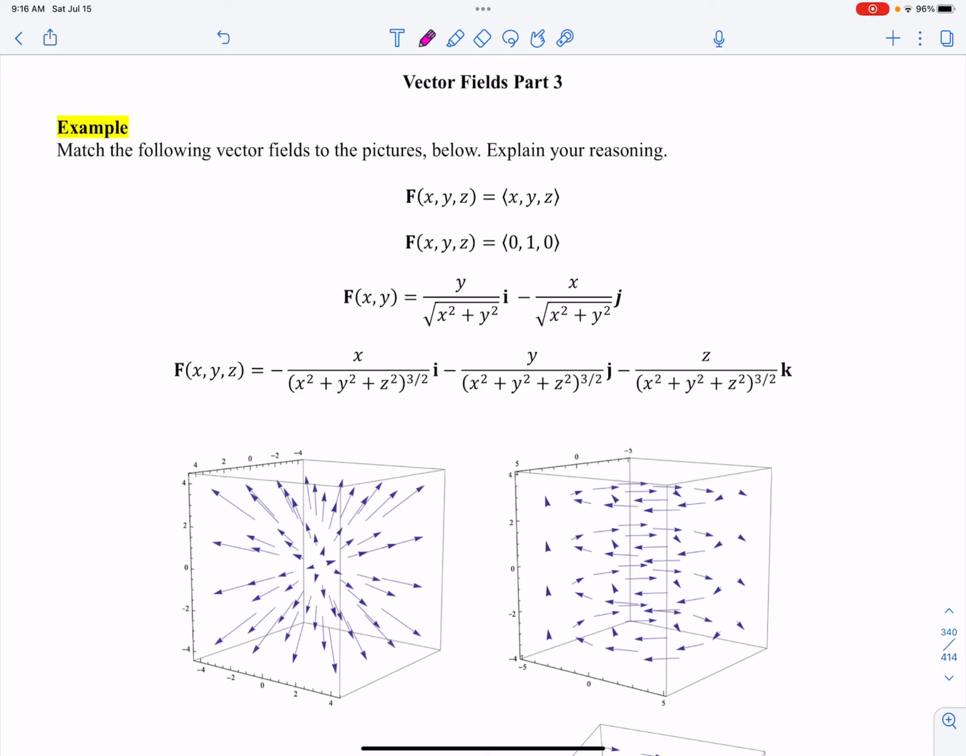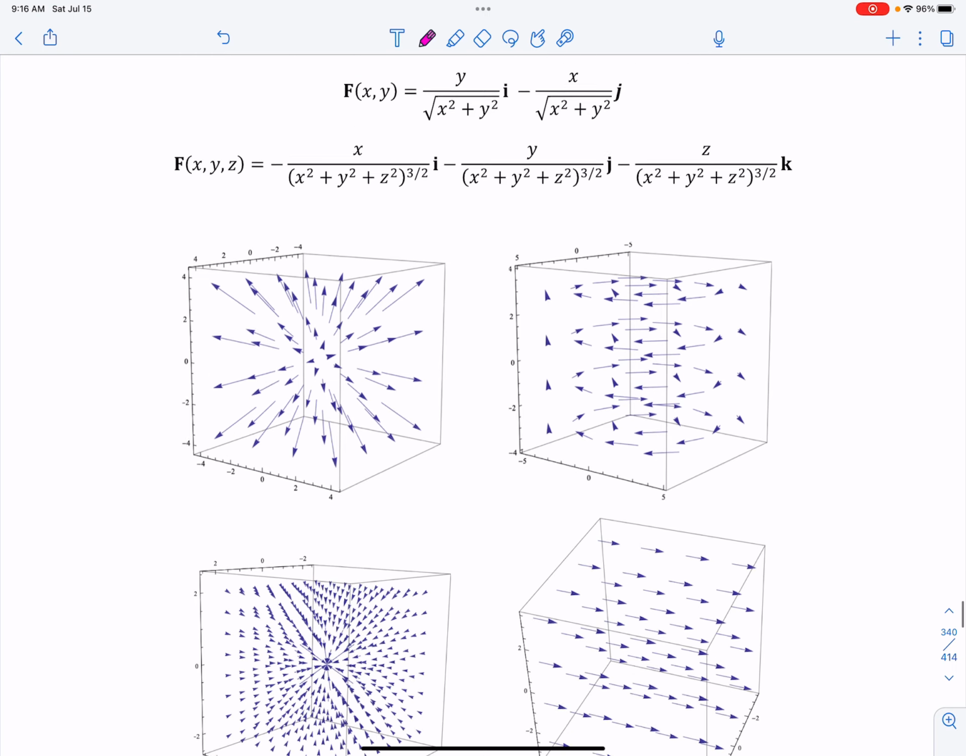This video will continue our discussion of vector fields by taking a look at vector fields in 3 space. So we're going to do a matching. You can see all 4 on your notes, but there they are.